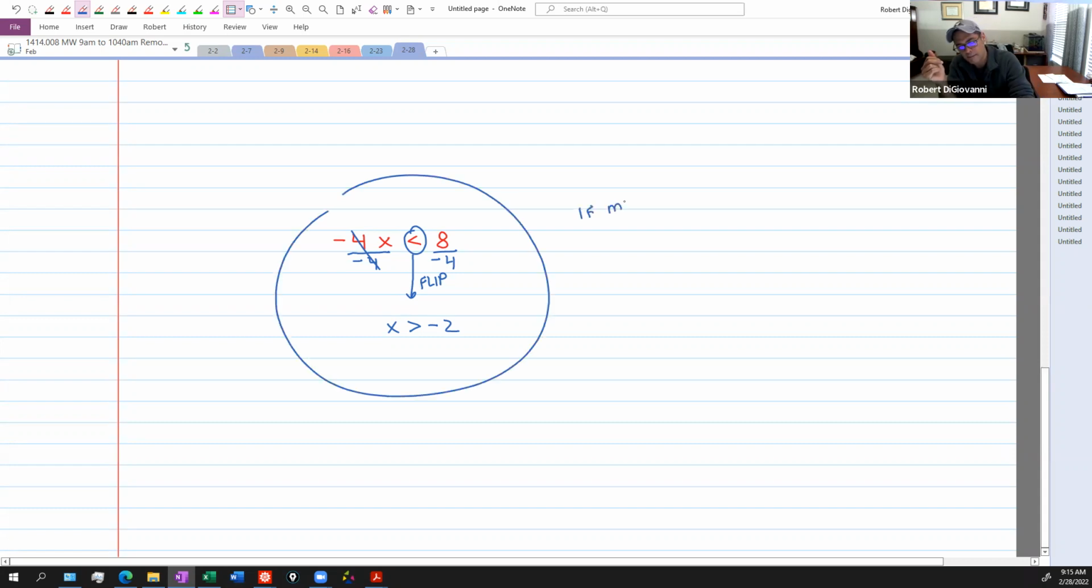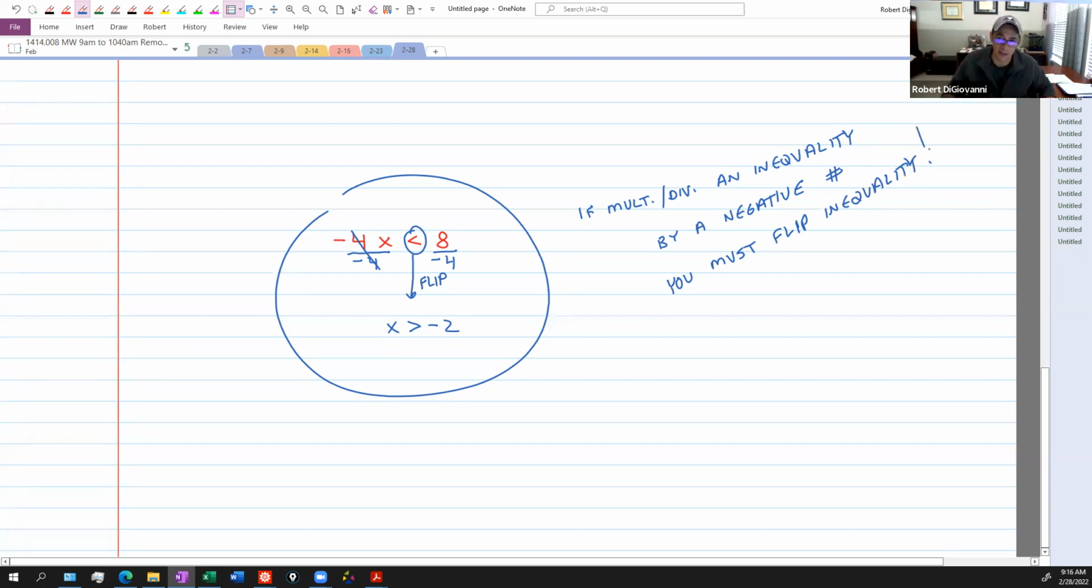If you multiply or divide an inequality by a negative number, you must flip the inequality. Okay. All right, so that's linear inequalities. They're pretty much exactly what you would do with the linear equation, with the one exception that if you multiply or divide by a negative, you'll have to flip the inequality.